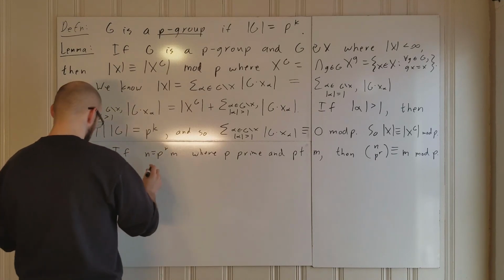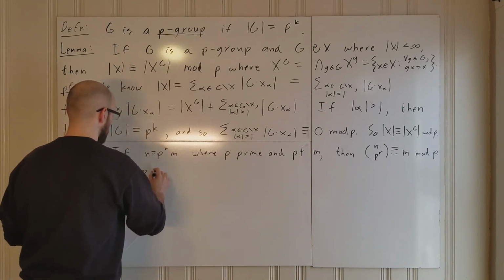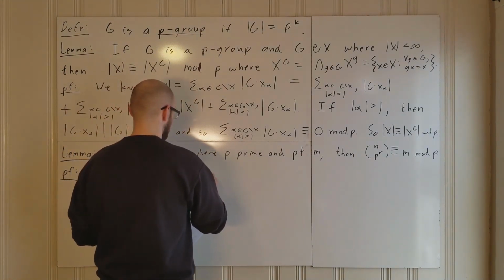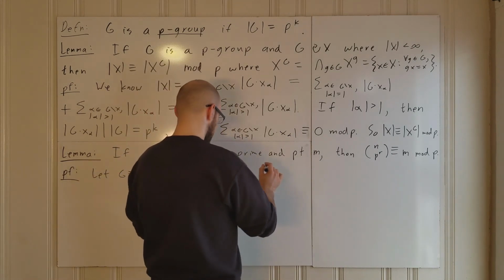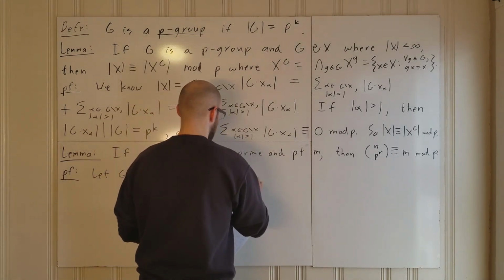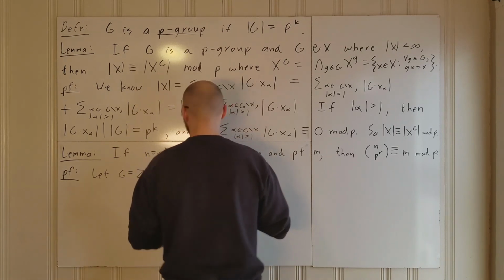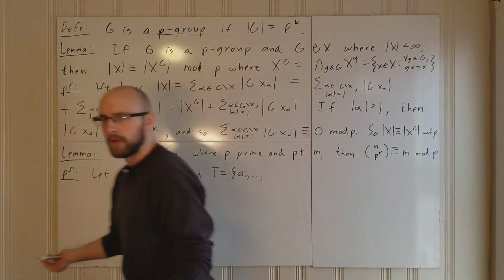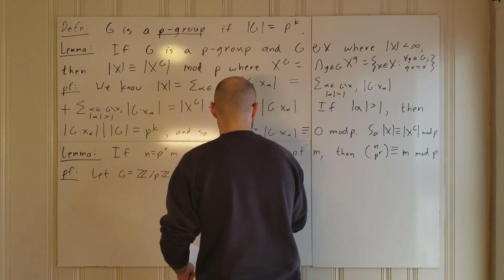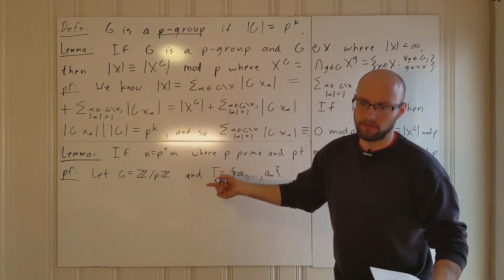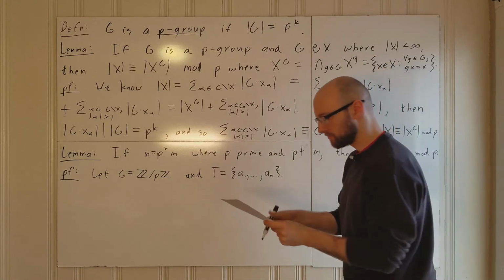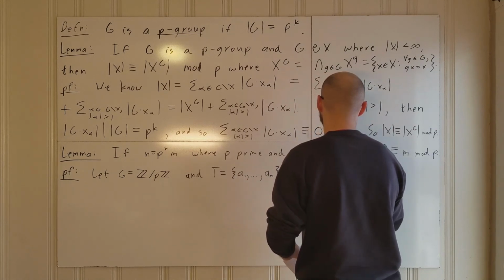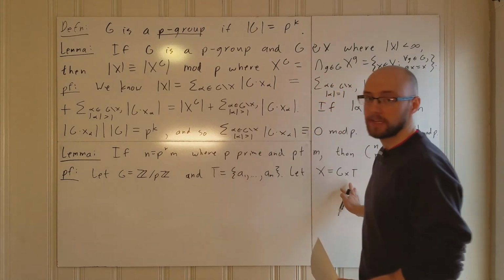But anyways, we're going to start with the group G, which is Z mod pZ, and let T be some set of size m. So it's a set with m elements, and we'll just call them a1 through am. What these look like, I really don't care. All I care about is that there's m of them. Okay? So let X be G direct product with T, just as a set.